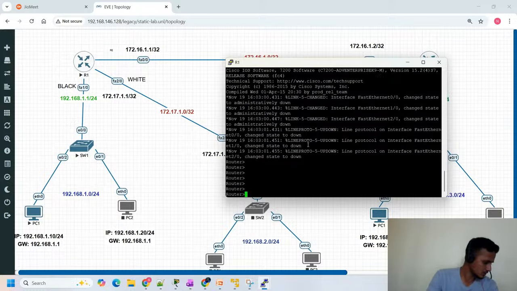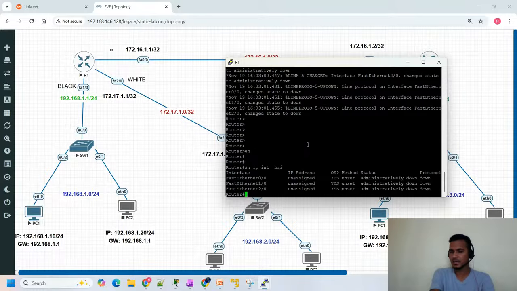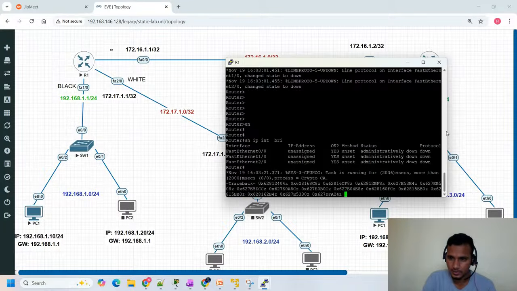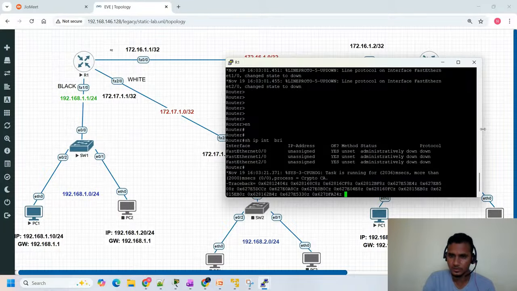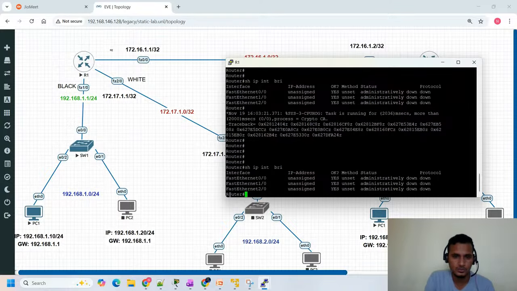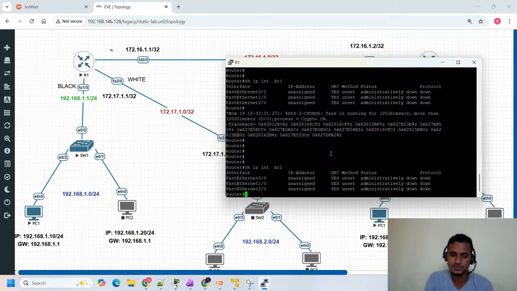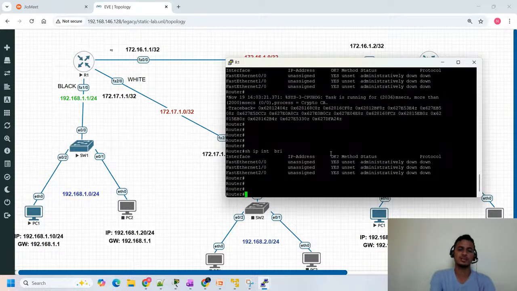Okay, so fine, I'm in router 1. If you see here, show ip int brief. We have three different interfaces. All the interfaces are in a down state, right? So we don't have any IP address. I'm in privilege mode, so I'll do configure. I don't want to do the configuration again and again.